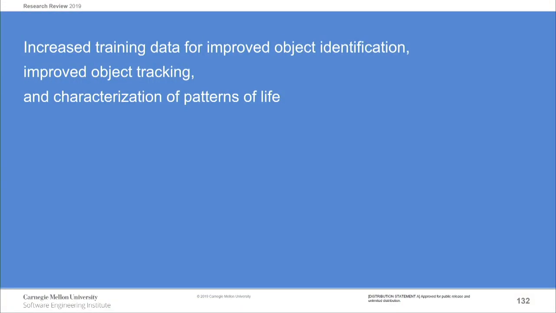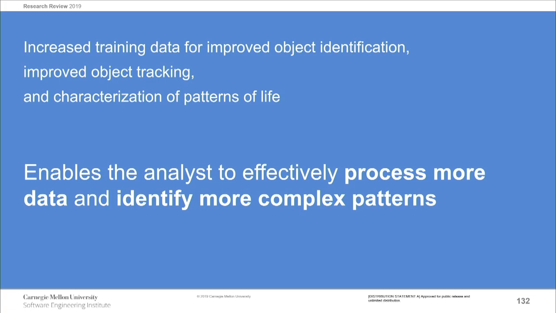Just to quickly summarize, because I want to get to the questions: what happens if we get increased training data for better object identification, better tracking, and we can characterize patterns of life? Basically, we can effectively process more data for the analyst. We can cue them and tip them for events that are occurring. We can provide summaries to them.